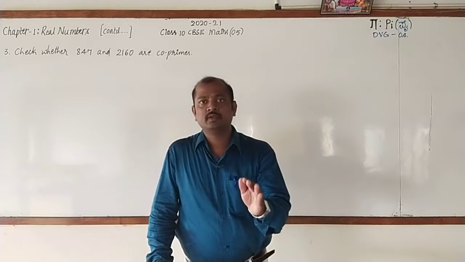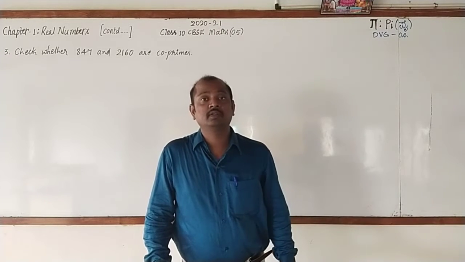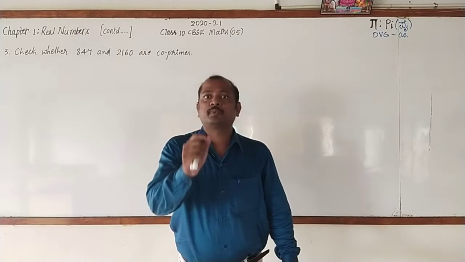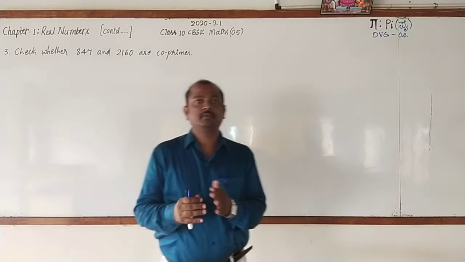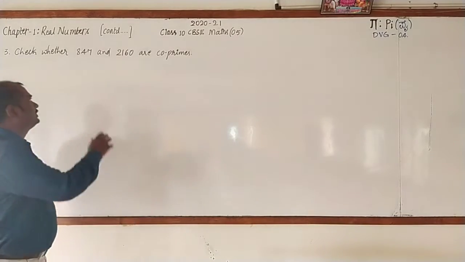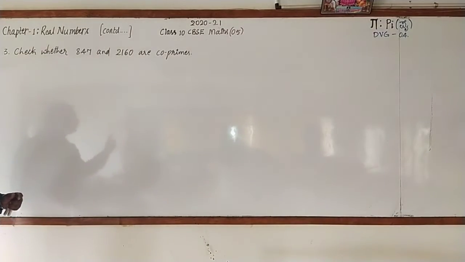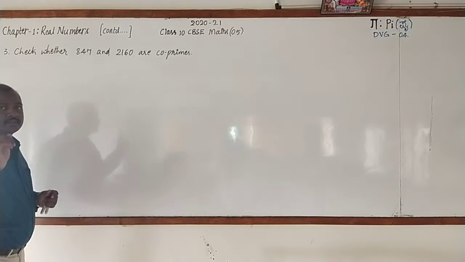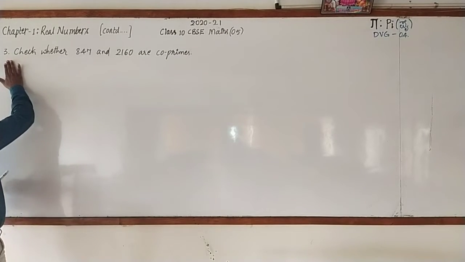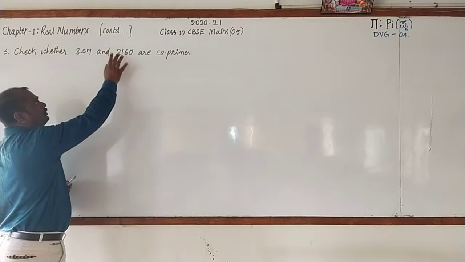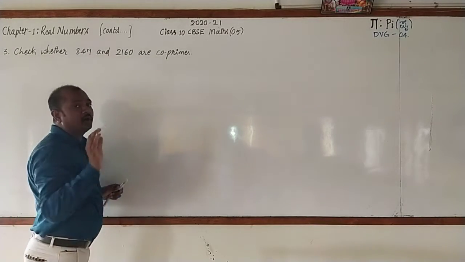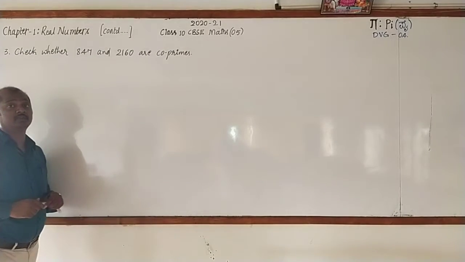Till yesterday we solved the problems on EDA. One more problem is left out. Now I'm going to solve it. After that we will focus on FTA. See that this is the problem. Please don't copy, observe and listen to my explanation. The question is: check whether 847 and 2160 are coprimes.